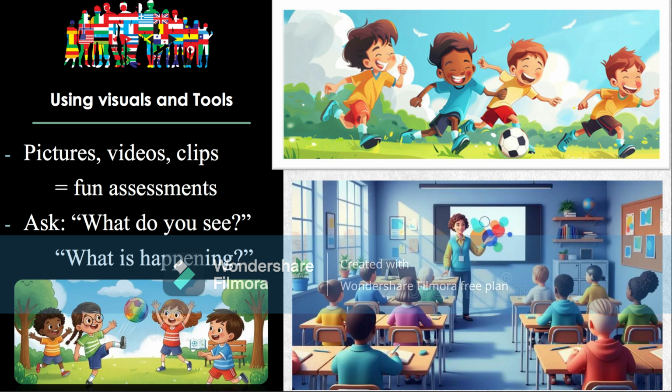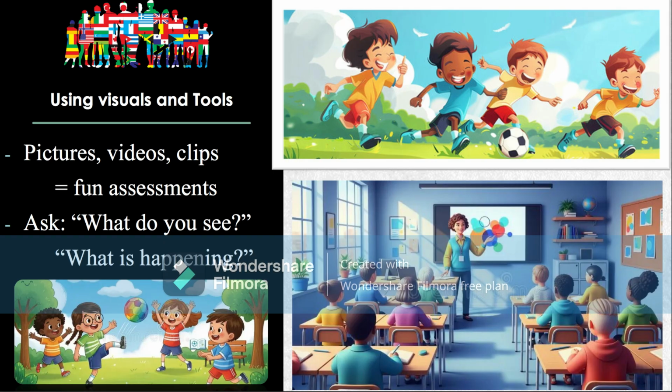Another way to make grammar and vocabulary assessment more effective is to use visuals and tools. Pictures, video, or short clips can make learning and assessment easier and more fun. For example, you can show a picture and ask students, "What do you see?" or "What is happening in the picture?" These questions encourage students to speak in complete sentences using correct grammar and vocabulary.